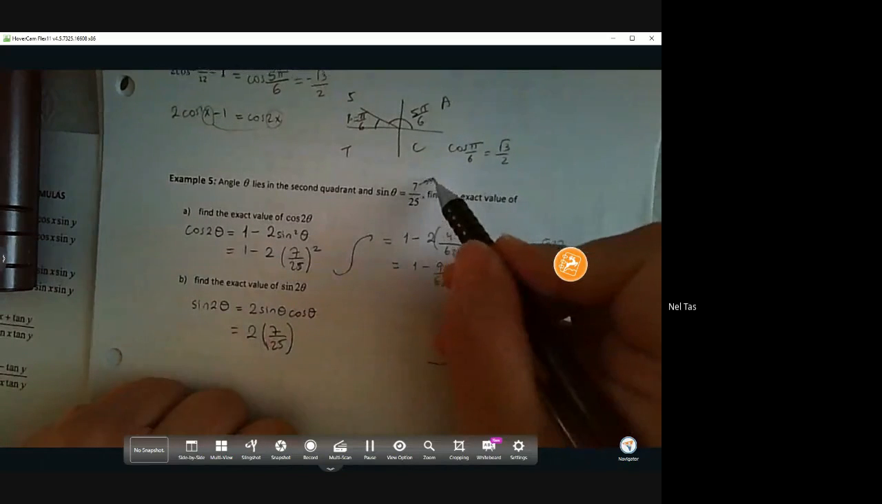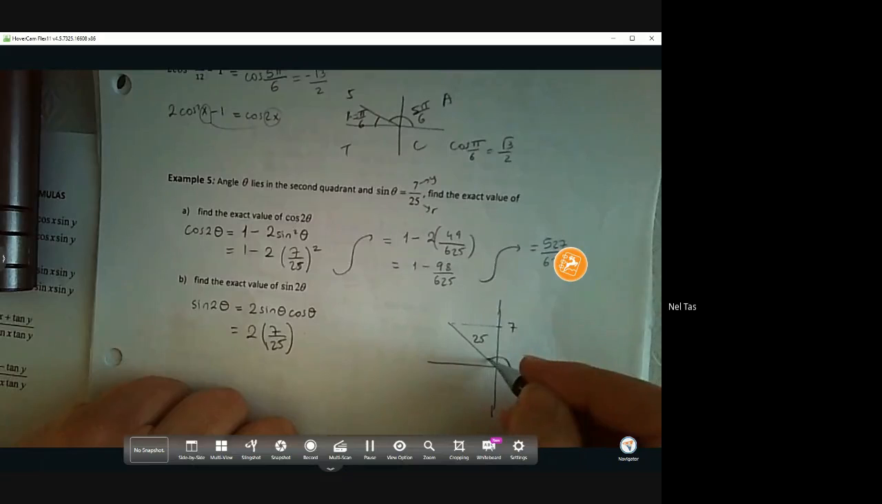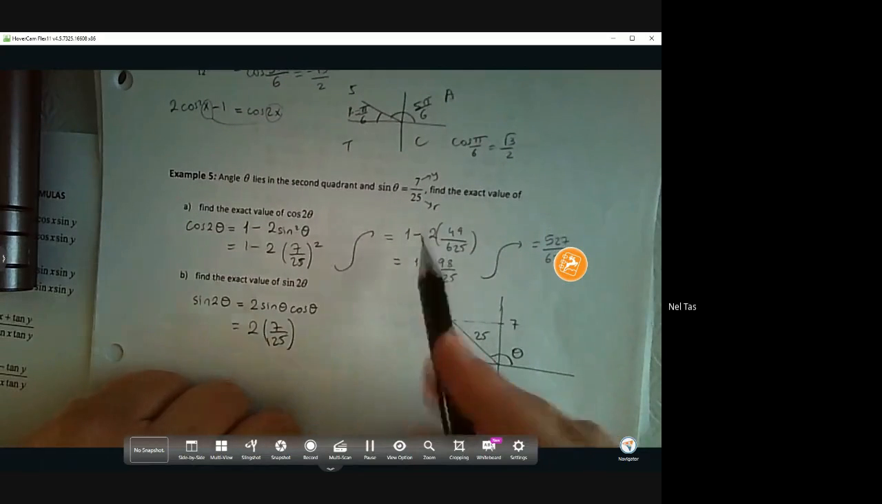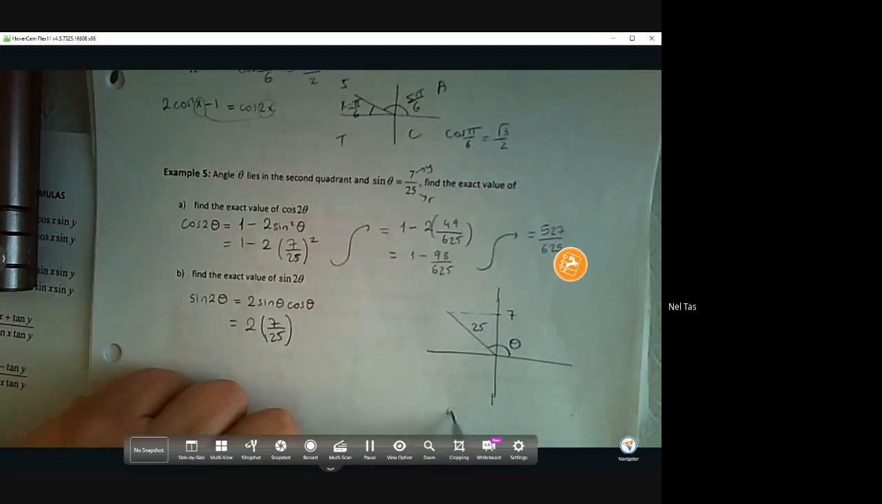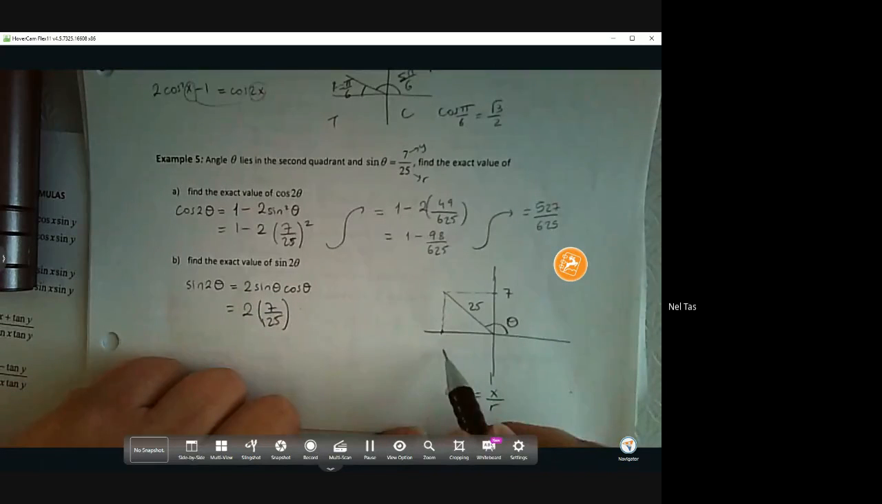Sine theta is y over r. So this is 7, r is 25, and this is your angle theta. To be able to get cos theta, we need x over r. So we need to get the x coordinate here. Let's calculate that.